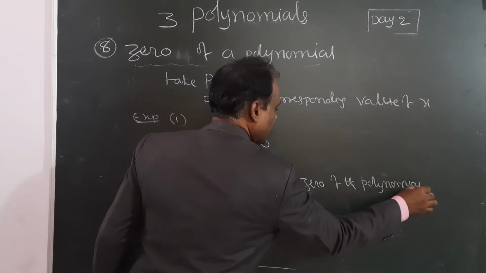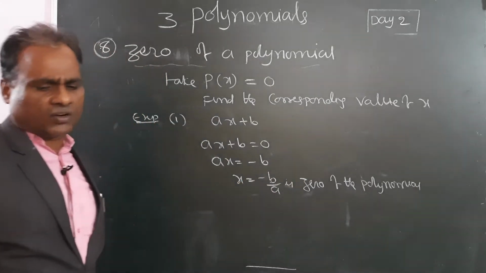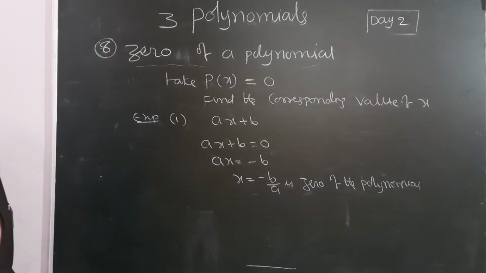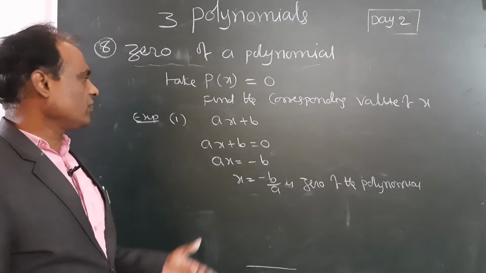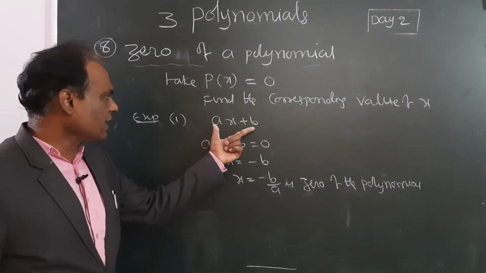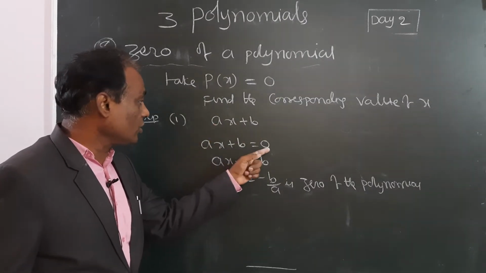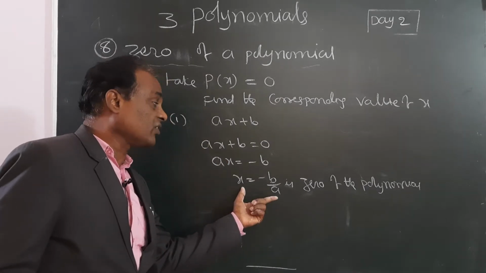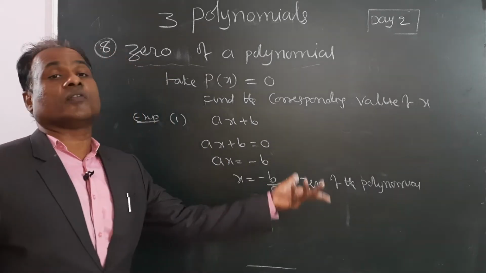If it is second degree or third degree, I will also explain when we go to the exercise how to find the zero of the polynomial. First degree I explained here. So whenever a polynomial is given, equate it to 0, solve it and get the x value. That x value is called zero of the polynomial.